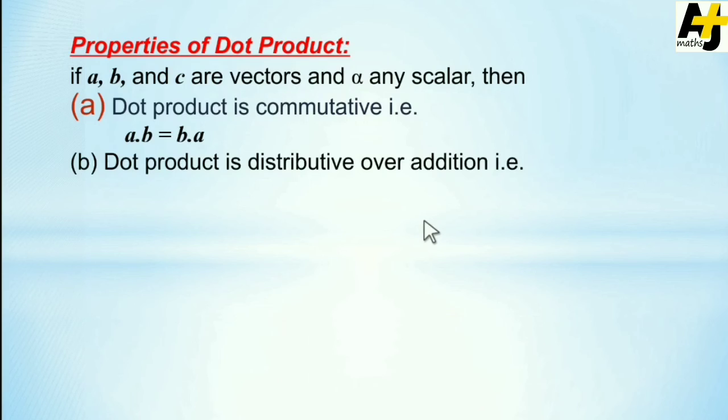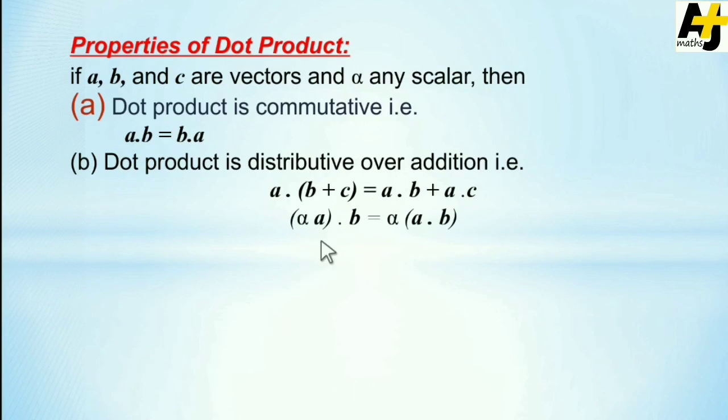Second property: dot product is distributive over addition, that is, A dot (B plus C) equals A dot B plus A dot C. That's why it is the distributive property over addition. Also we can write (alpha A) dot B equal to alpha (A dot B), as alpha is a scalar number and A and B are vectors. So we can write it as (alpha A) dot B or alpha (A dot B), both are the same.